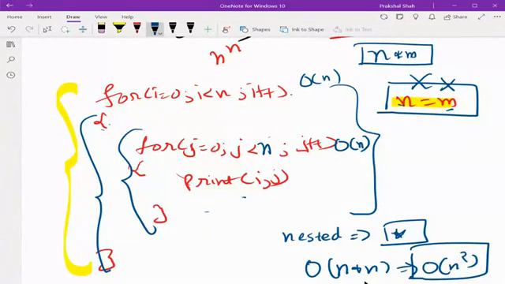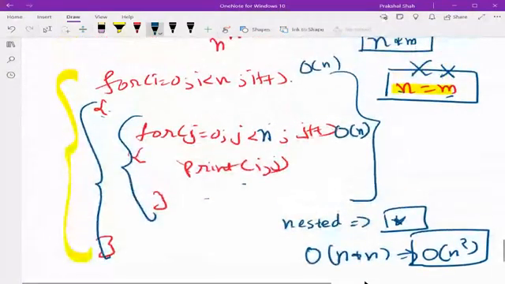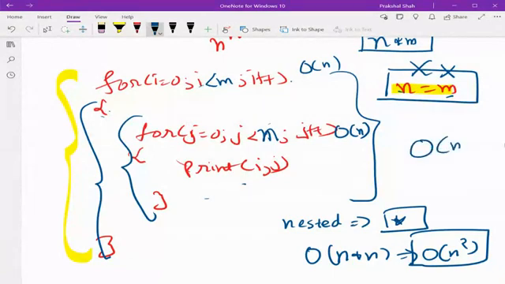Okay. Let me try to confuse you a little bit. Now, let's say it can be order of m square, anything like that. Can I say that I can put n here, I can also put m here? So if I put m here, it will be order of m square, right?